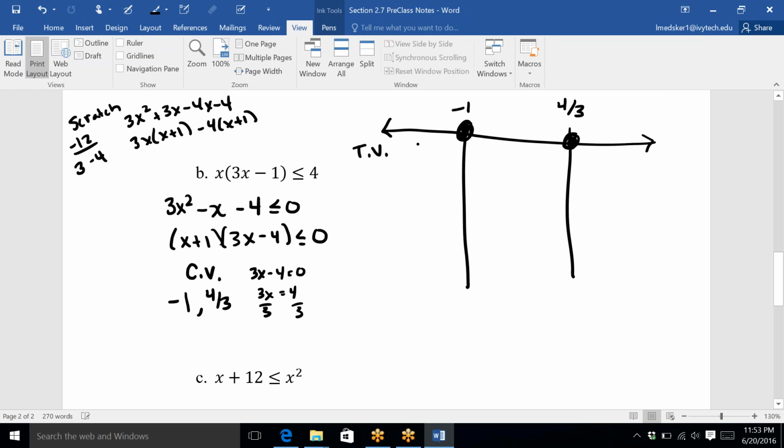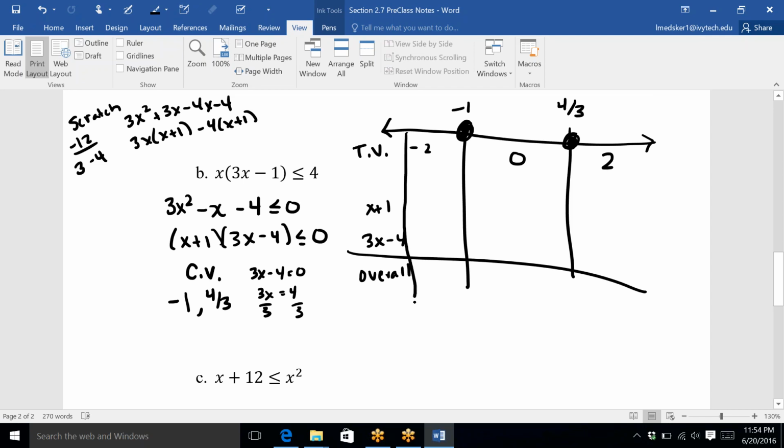Pick some test values. Negative 2 is smaller than negative 1. 0 is between these two numbers, and this is 1 and 1/3, so positive 2 is bigger. List out your factors. Our factors were x plus 1 and 3x minus 4, and once we know those, we want to get an overall sign. So negative 2 plus 1 is negative. Be careful with these. You may have to work a little bit more. Negative 2 times 3 is negative 6. Minus 4 more is still negative. Negative times negative is a positive.